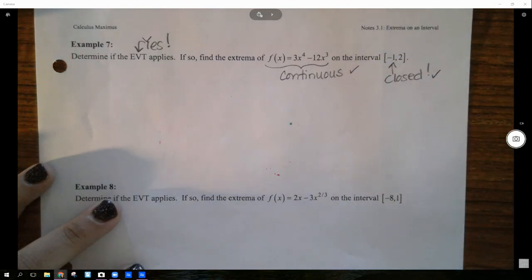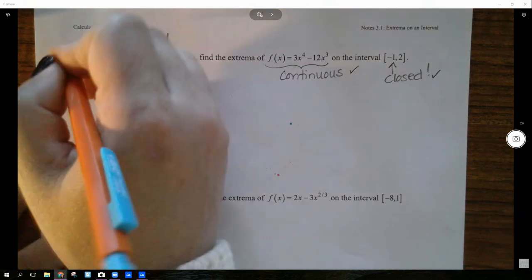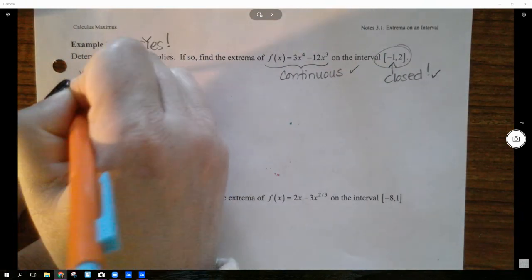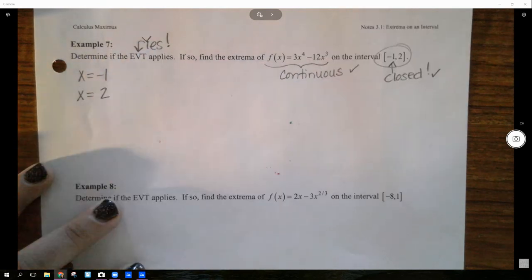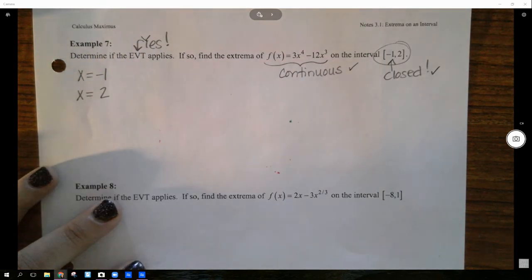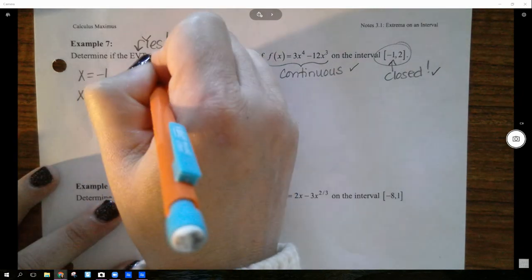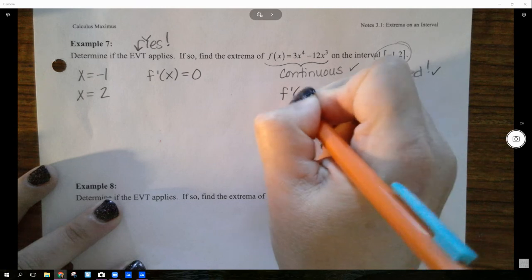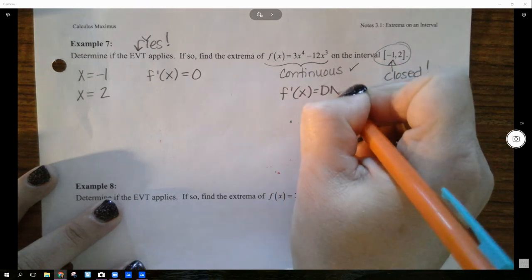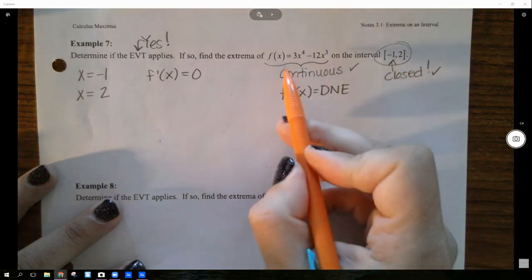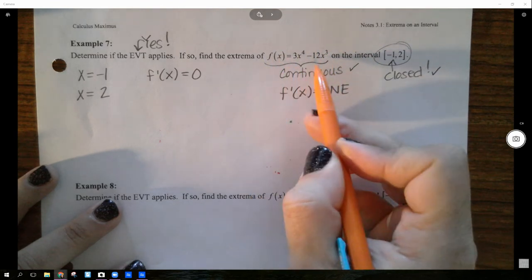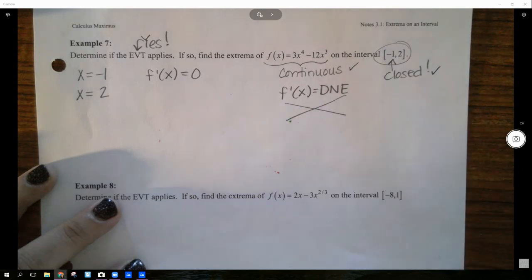So now we are going to find critical points. Remember, start with the endpoints. So x equals -1 is a critical point, and so is x equals 2. Now we're going to use our derivatives. So find where the derivative equals 0, and also find where the derivative does not exist. Well, we know that this is a polynomial, and so it is smooth and continuous. The derivative is going to exist everywhere, so there will be no spots where the derivative does not exist.